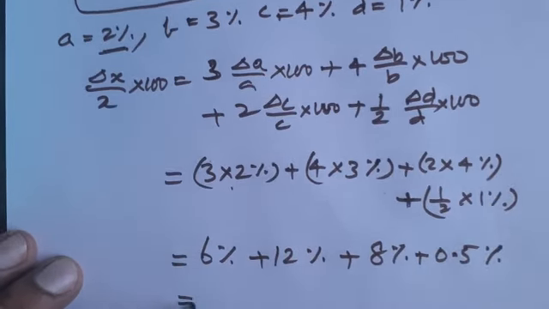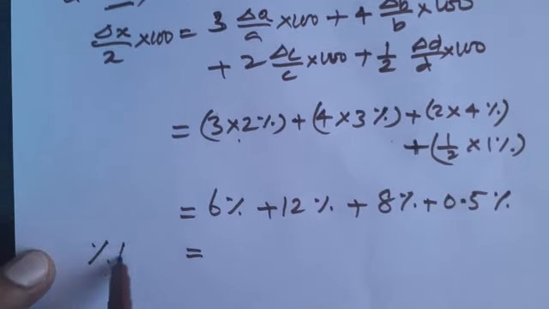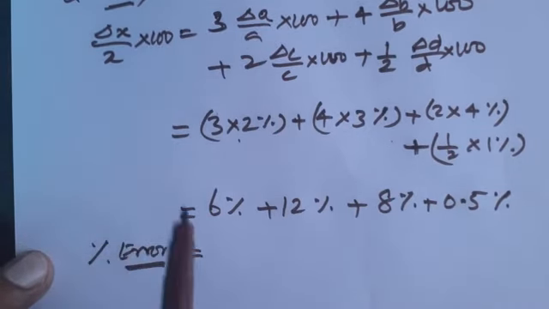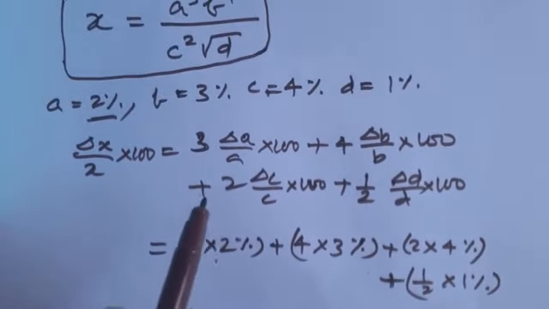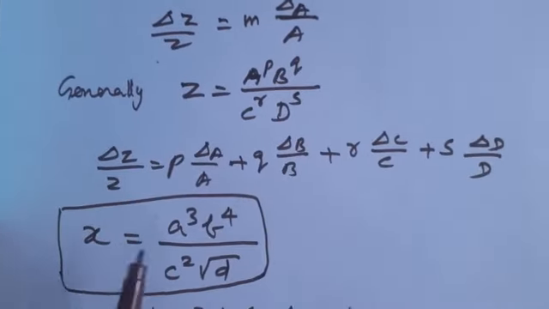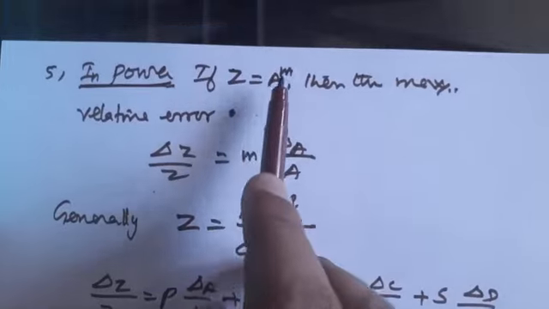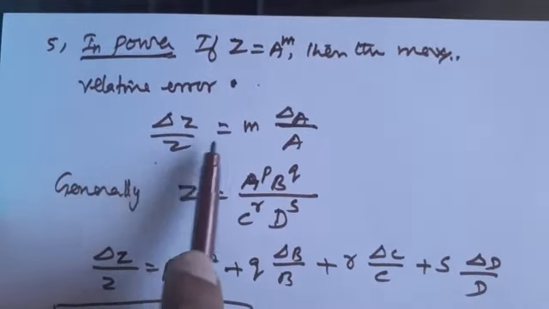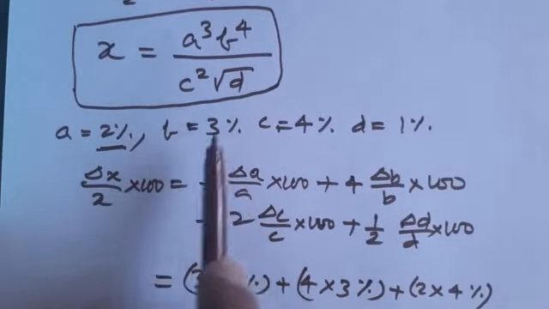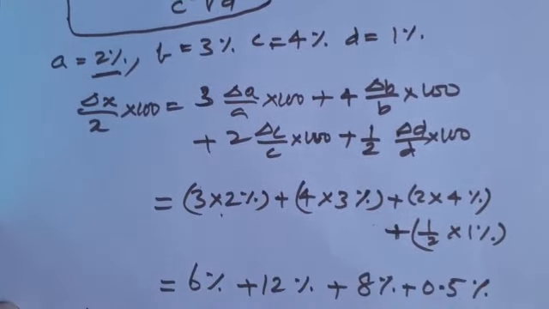So add all these things. So the percentage error for this combination is 26.5%. So in powers you take the general form: if A to the power m is given, it is expressed as delta Z by Z equals m into delta A by A. For a combination of three or four parameters you write like this, and you get the answer as 26.5%. So in this way you are going to calculate the error.